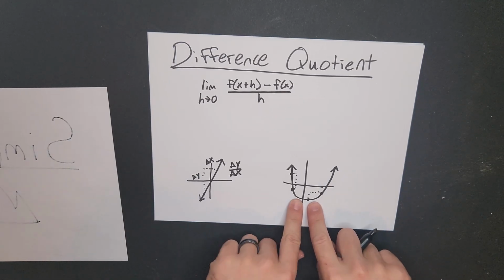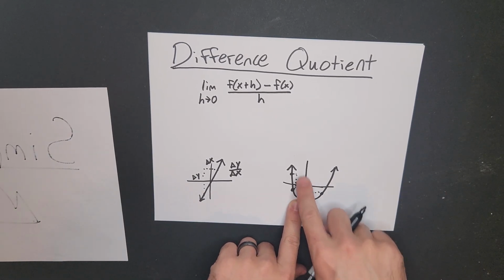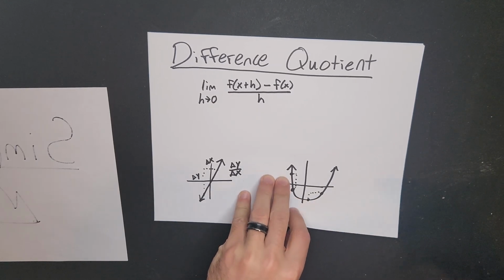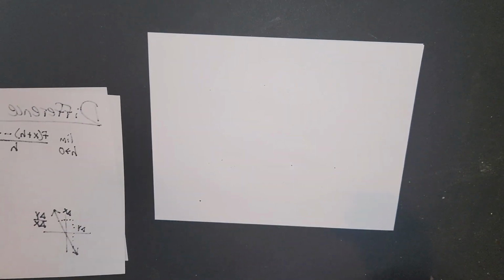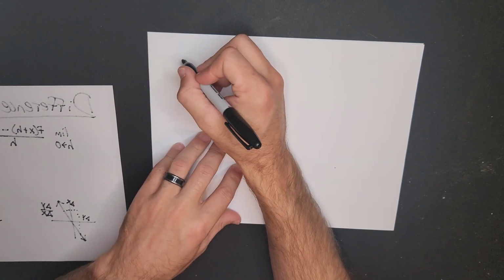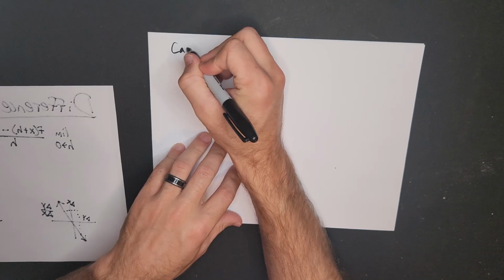So let's go to this problem here, and we're going to make it a little bit simpler. We're going to do the parent function of a quadratic, and let's talk about the difference quotient. So I'm going to use the difference quotient to calculate the slope of the tangent line. Okay, so I'll write the instructions up here.